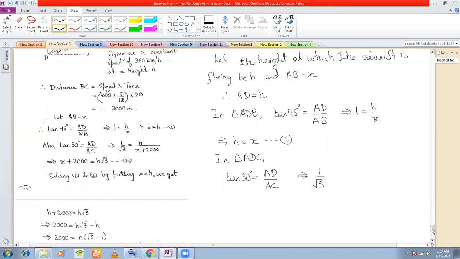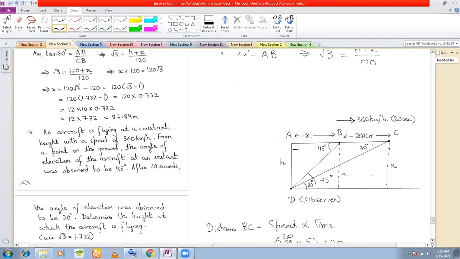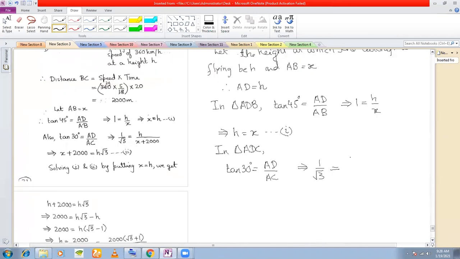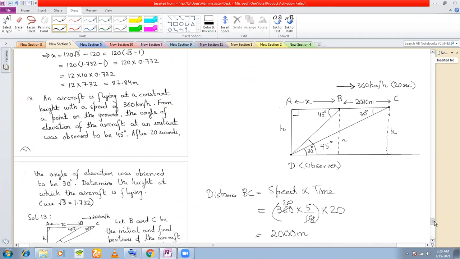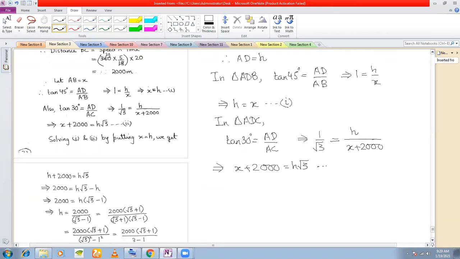Okay, sir. Tan 30 is equal to 1 by root 3. AD is the height h, and AC, if you see, AC is the length x plus 2000. So you get a second equation here. So this is x plus 2000 is equal to h root 3. So this is my second equation. My first equation was h is equal to x.